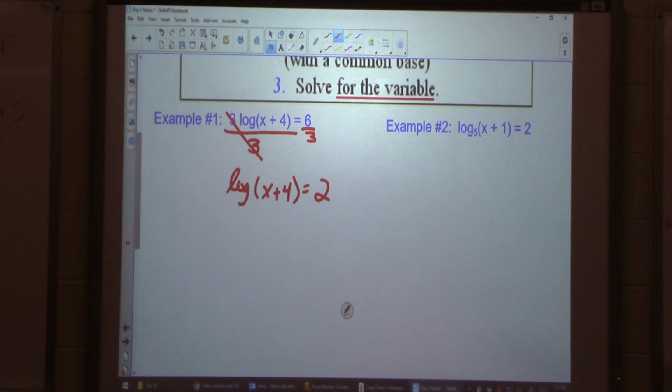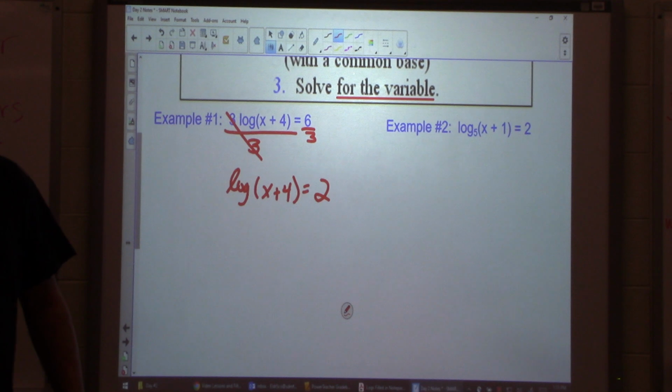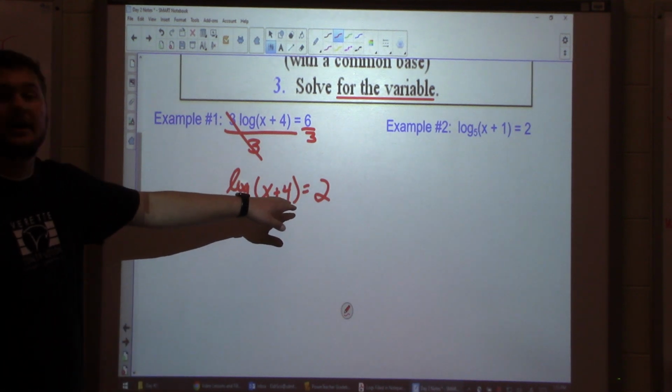Is there anything else I need to do to isolate this? We are not going to subtract 4. Why are we not subtracting 4? It's like a log exponential. Oh, exponential form. But hold on, why are we not subtracting 4 to isolate my log?